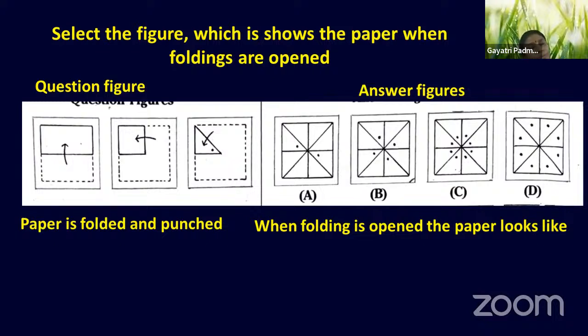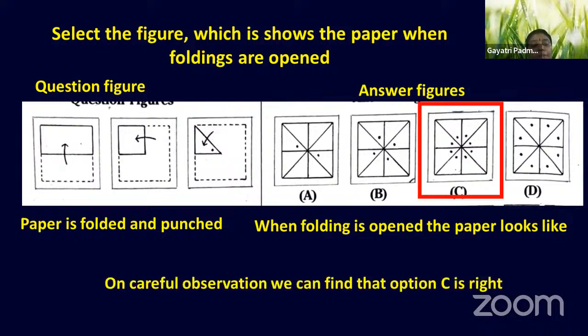All right. So very carefully it is being done. So only when you're very specific in our work, where the punching is done, then definitely the answer would come out correct. Yes, let's see. When the folding is open, the paper looks like option C. All right. Yes, if you had opted for option C, then definitely your answer is right. Perfect. On careful observation, we can find that option C is right.